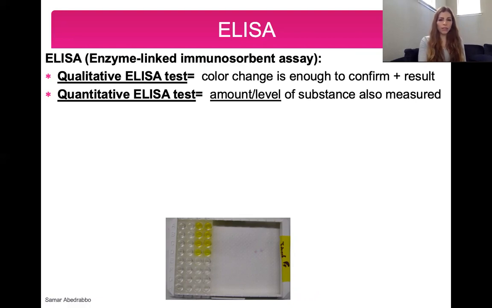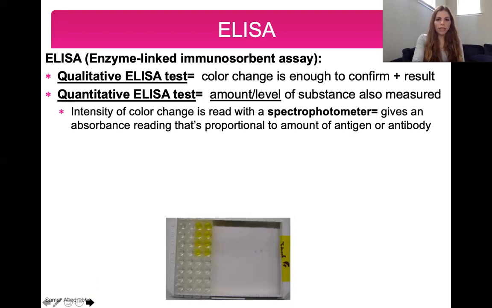So you're trying to look for the amount or level of substance measured. So maybe if you were doing a drug test on someone, you actually wanted to know the amount of a specific drug, you can do a quantitative ELISA. And in this lab, had you guys actually been doing the lab, you are doing a quantitative ELISA. So you're trying to detect the amount of an antibody, and we'll talk about it in a second.